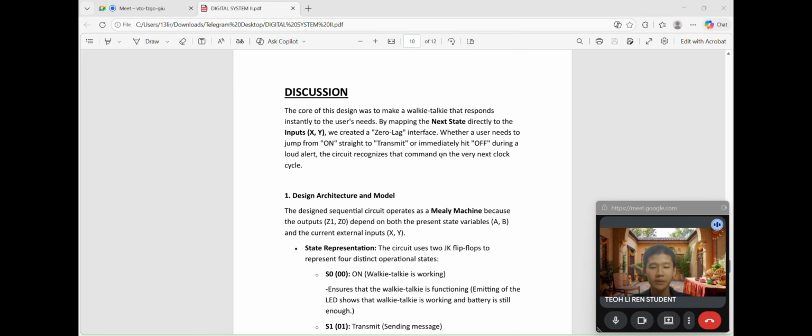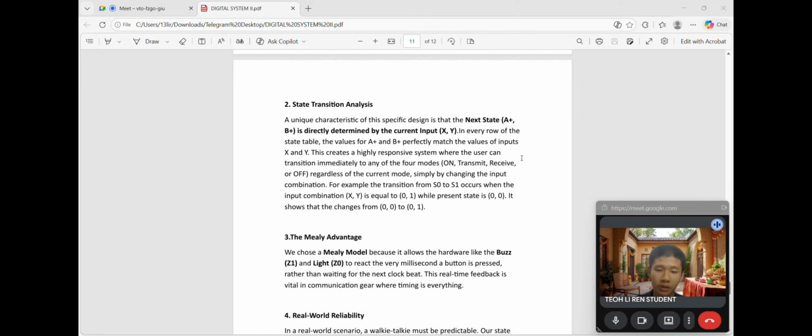Okay, now I will give some explanation for this walkie-talkie system design. So we put the 2-bit current input XY. This is because we have 4 states, and if we have 2 inputs, we will have 4 possibilities. So we can change the state, any state by state. We can change the next state by our current input. So this is very efficient, and the lagging and time loss is very small.